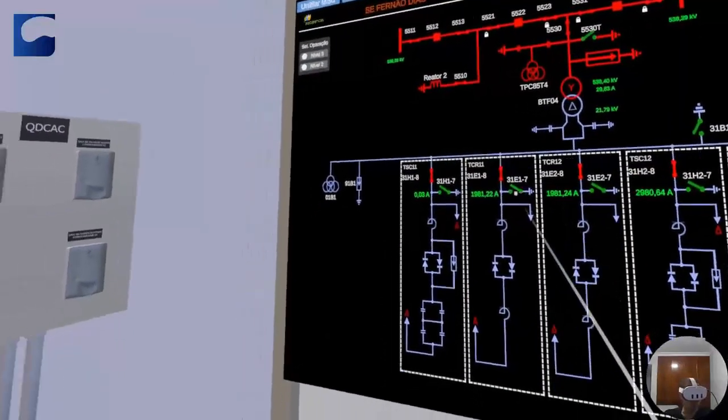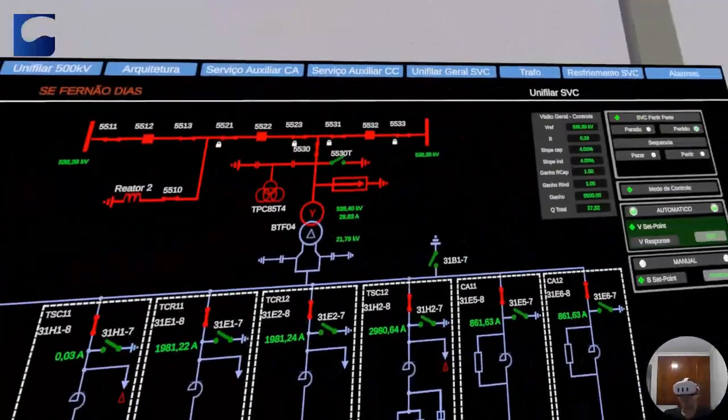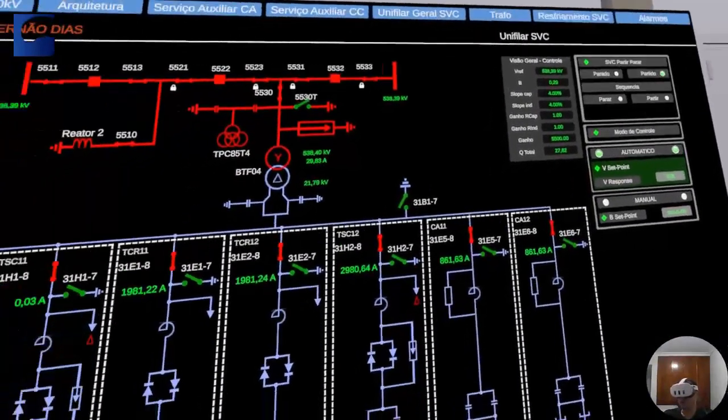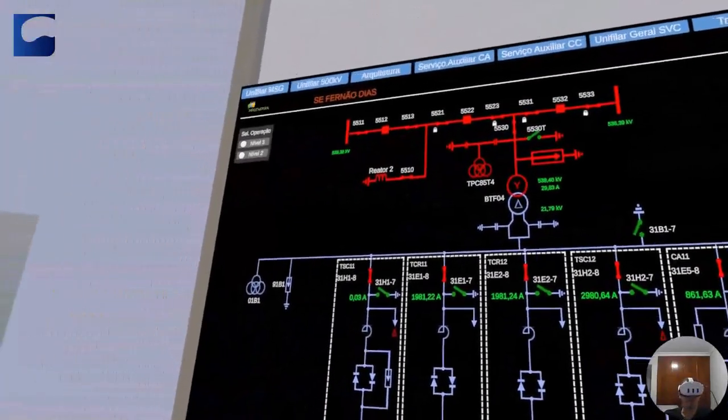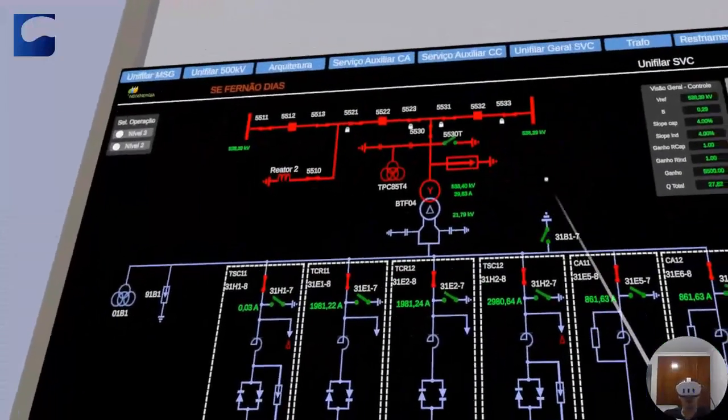And I have 19 amperes in each TCR, and that's how my static compensation works, folks. The goal is to control the voltage at the bus bar.